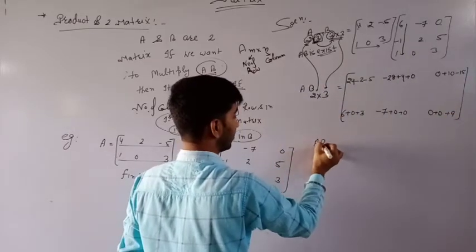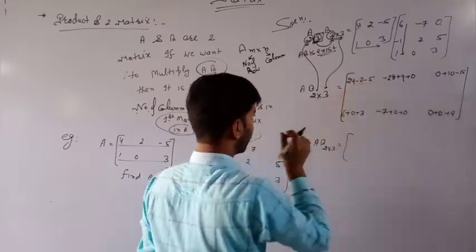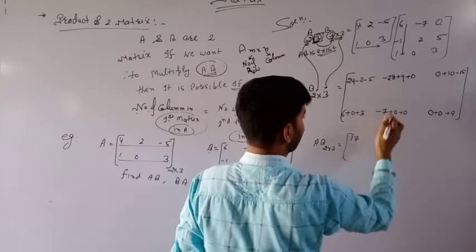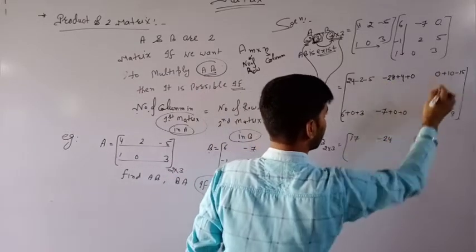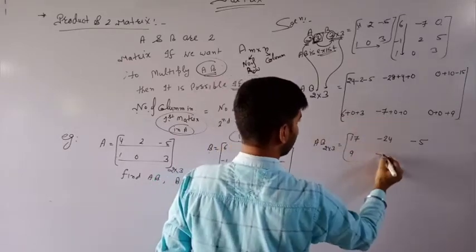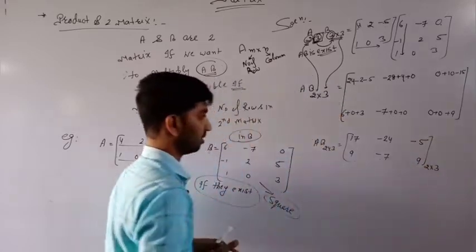So we get AB of order 2 cross 3 as: minus 2 minus 5 plus 24 is 17, minus 28 plus 4 is minus 24, 10 minus 15 is minus 5; 6 plus 3 is 9, minus 7, and 9. It is the AB.